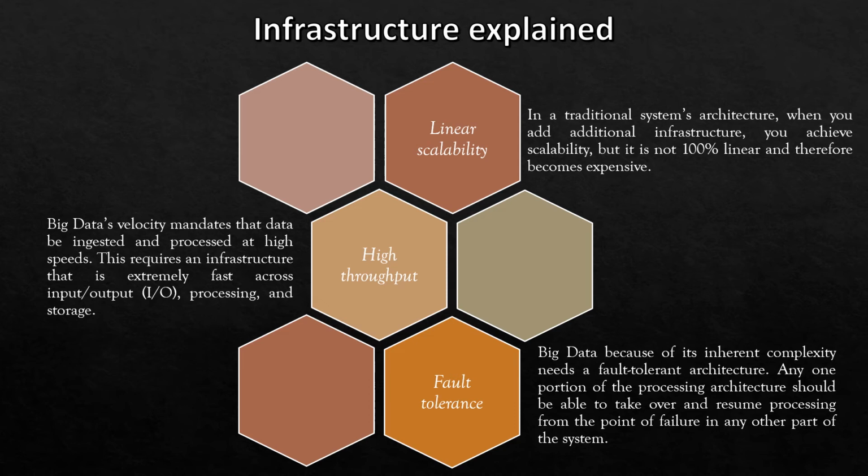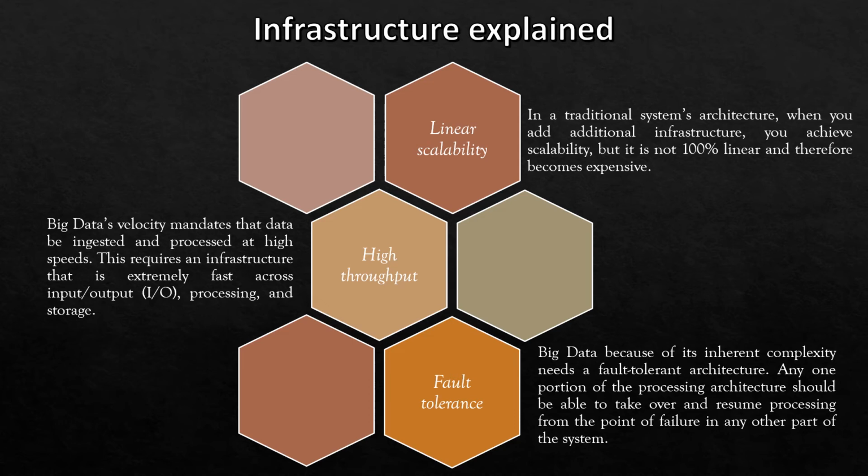The second one is high throughput or high speed. Big data velocity mandates that data be ingested and processed at high speed. This requires an infrastructure that is extremely fast across input and output, processing and storage. We need the high speed to process all this big data.